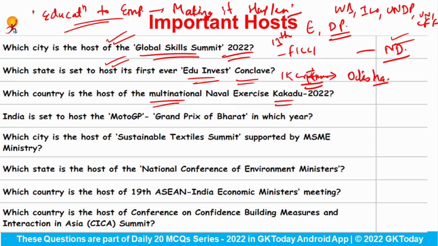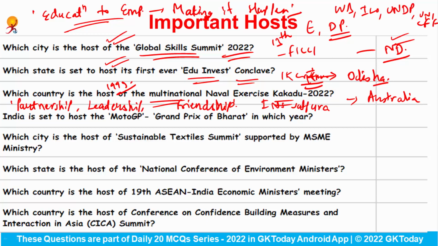Many times we have talked about this exercise. So this multinational naval exercise Kakadu is hosted by the Royal Australian Navy since 1993. And this year's theme is partnership, leadership and friendship. So it was participated by Shivalik class stealth multi-role frigate INS Satpura and Australia's P-81 maritime patrol aircraft. Okay. So the host of this exercise is Australia.